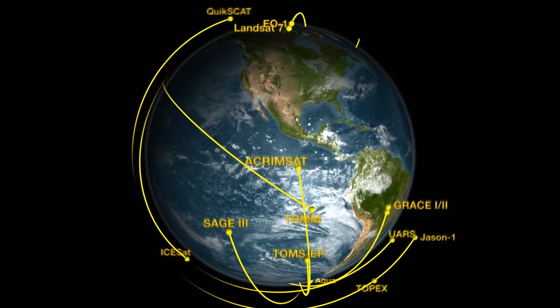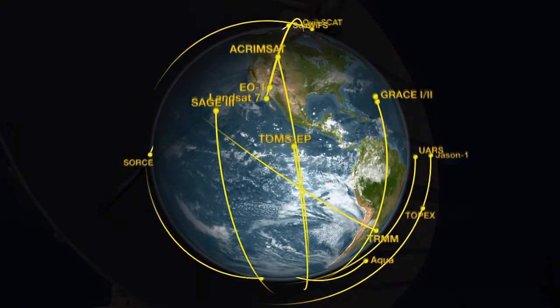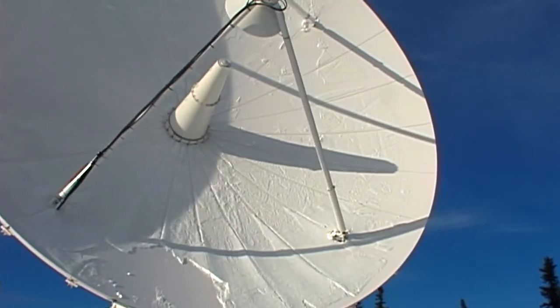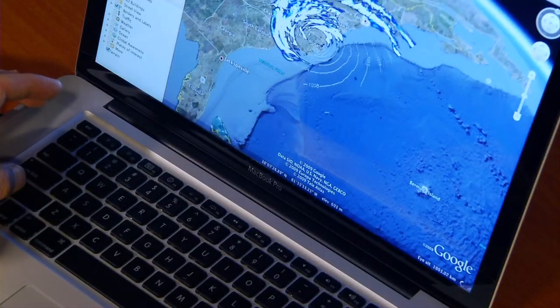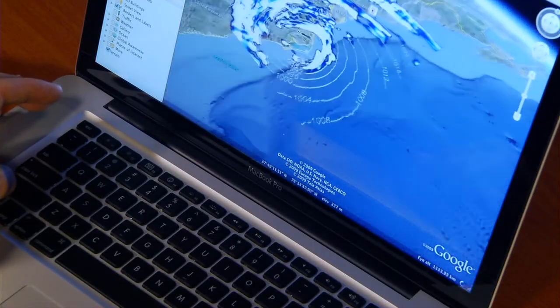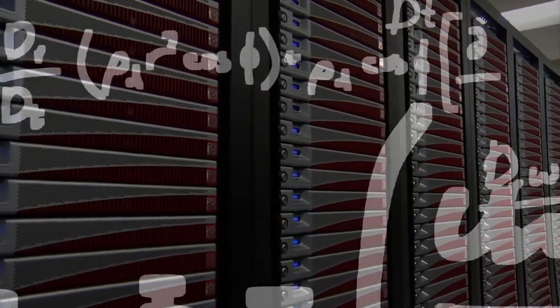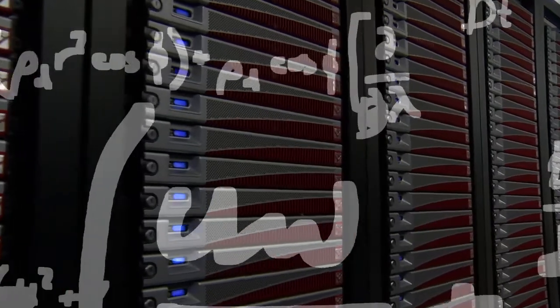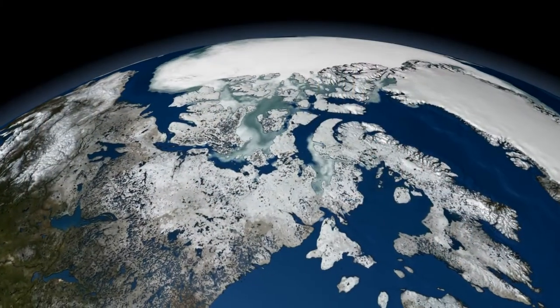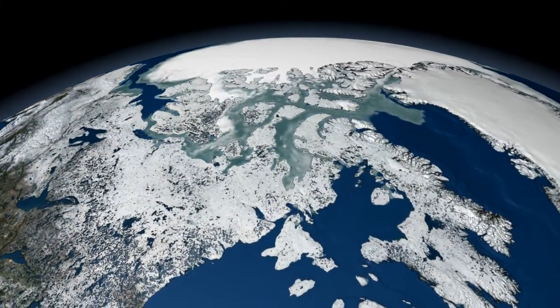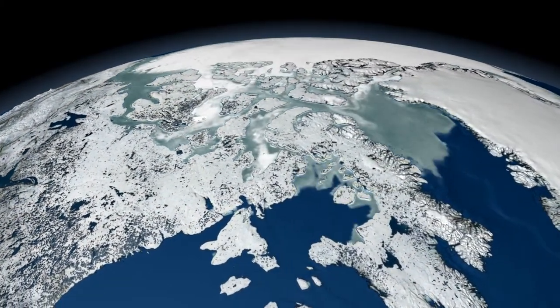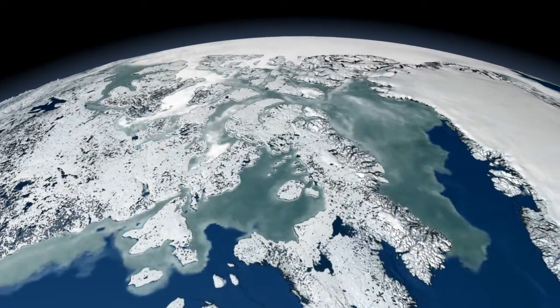NASA satellites orbiting the Earth relay immense amounts of data back to scientists on the ground, who can then enter that data into computer model simulations. We have equations, and then we have computer code which solves those equations on a day-to-day basis. NASA is the source for most of the research satellite observations of the atmosphere, land, and oceans.